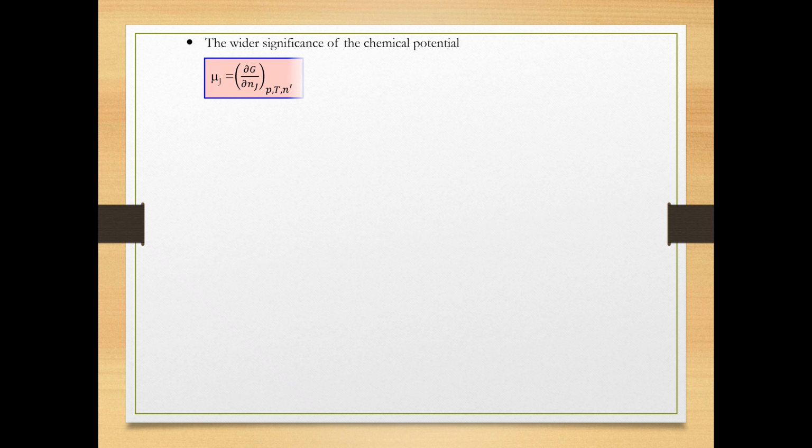Now that we have defined chemical potential as the partial molar Gibbs energy, I want to take a step back and explain why chemical potential is such a central concept in chemistry. The chemical potential of component J in a mixture is described as the change in Gibbs energy of the mixture when we add a small amount of component J to the mixture while keeping temperature, pressure, and the amounts of all other components constant.